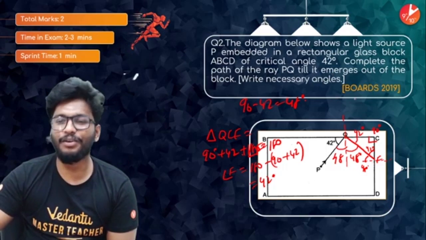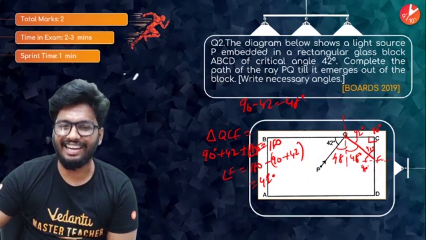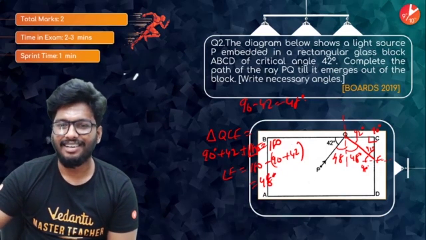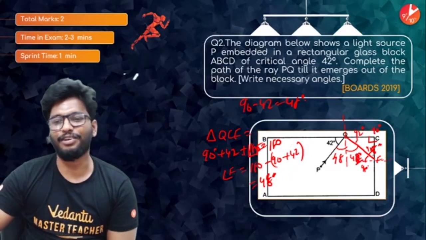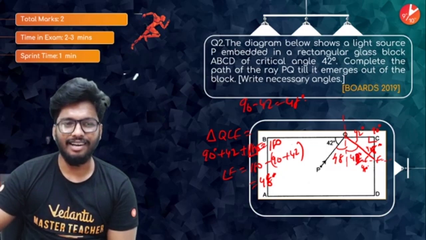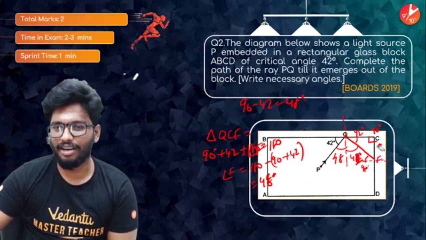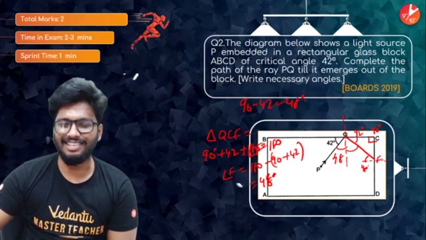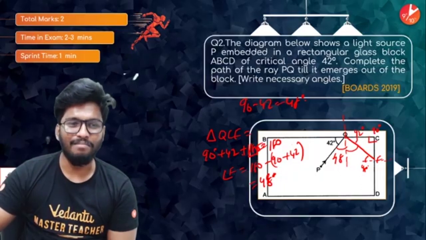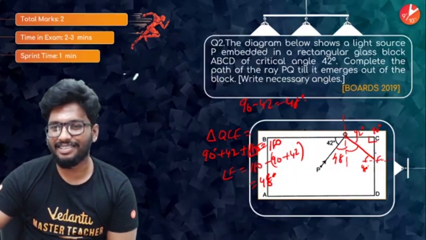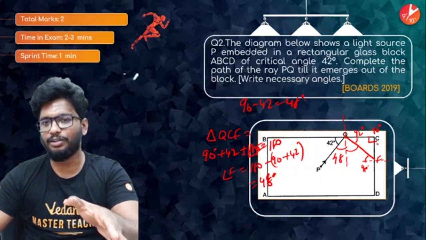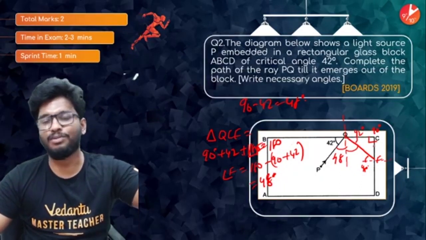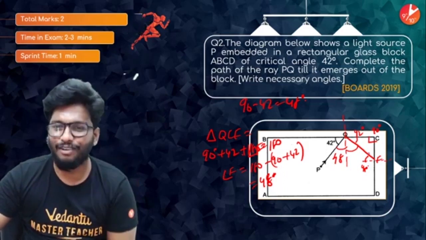Wait, what? No. Okay, this angle is 48. It is not 42, it's 48. Sorry. The angle of incidence will be 42 degrees. Let me just correct that, guys. Calculation mistake. Blunders. This is definitely more than 1 minute, but I'll have to explain this because it's a very important problem. So this 42 plus 90 is 132, and 132 minus 180 is 48. It's 48, not 42.